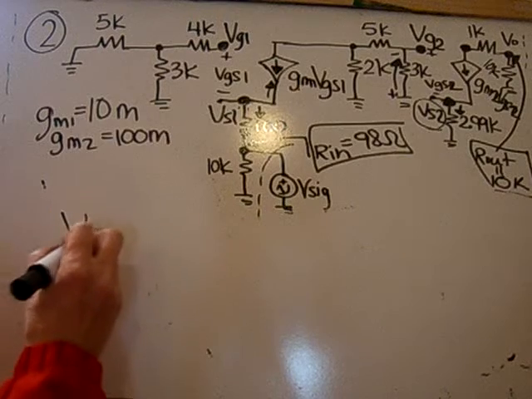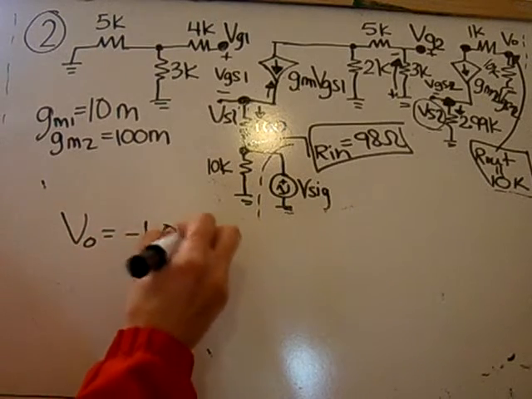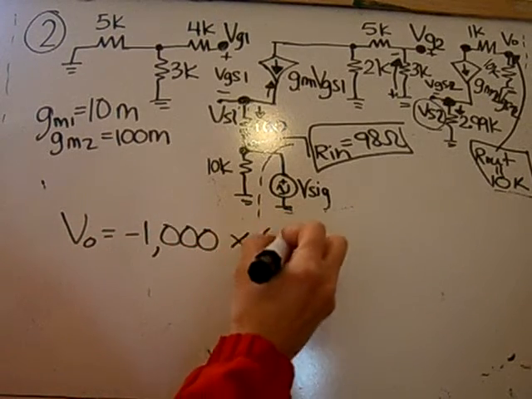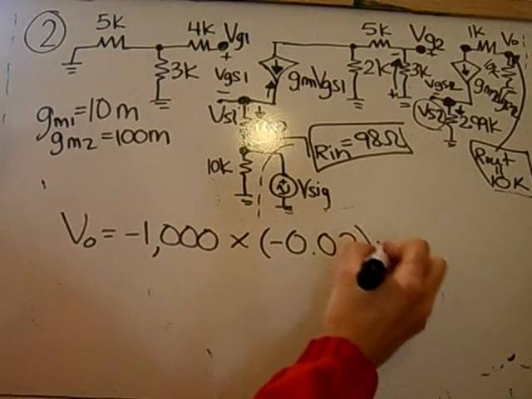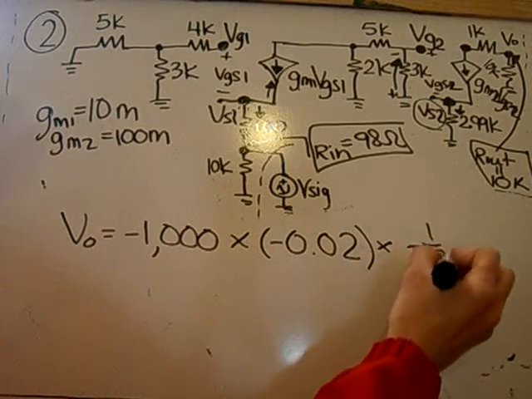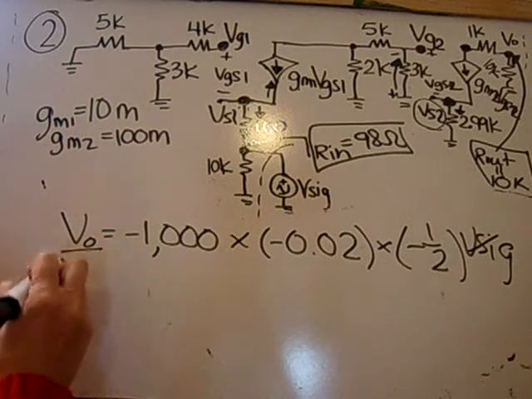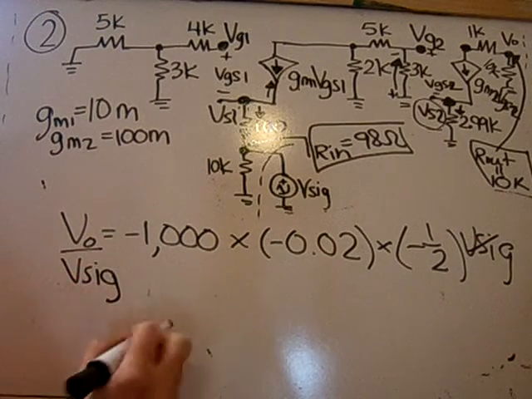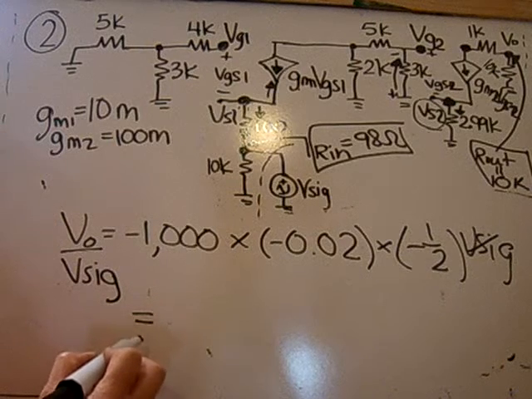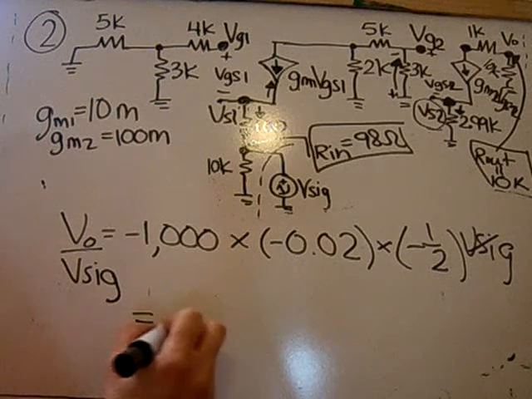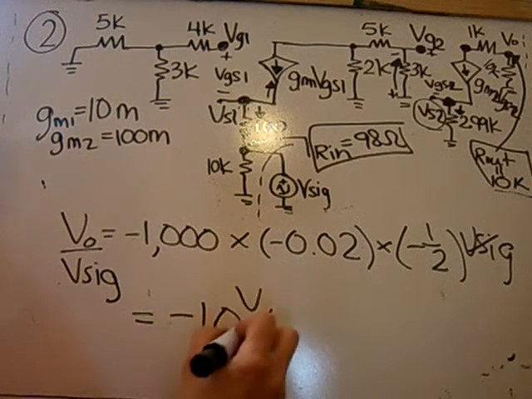So VO is equal to a minus 1000 times a minus 0.02 times minus 1/2 V sig, and V sig I can divide, and this whole quantity gives me a minus 10 volt per volt gain.